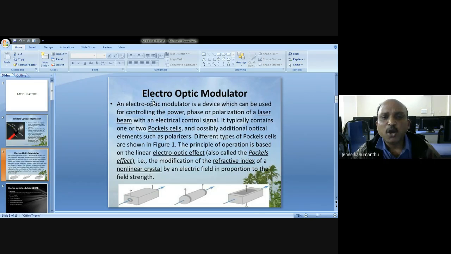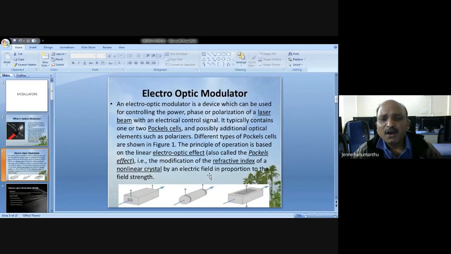Generally, it is an electro-optic modulator, and the other name for this is because we are using two Pockels cells in the front and back side of the modulator. So it is named the Pockels effect, the electro-optic effect. The Pockels effect is nothing but the modification of the refractive index of a nonlinear crystal by an electrical field in proportion to the field strength.